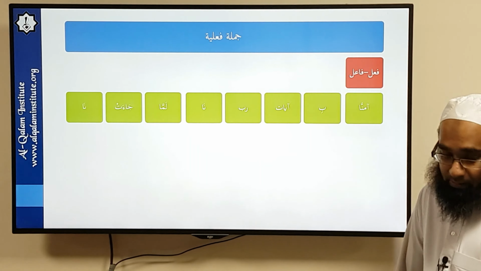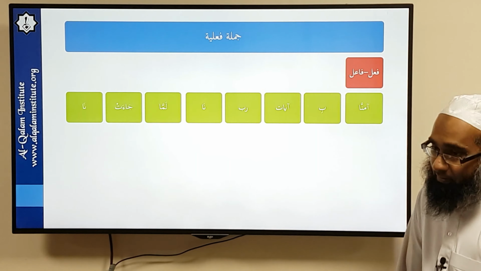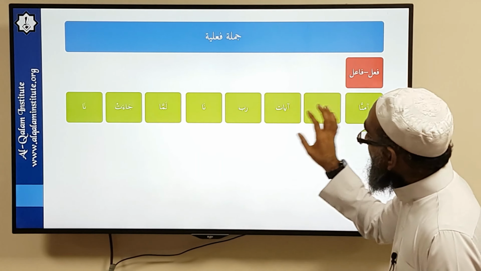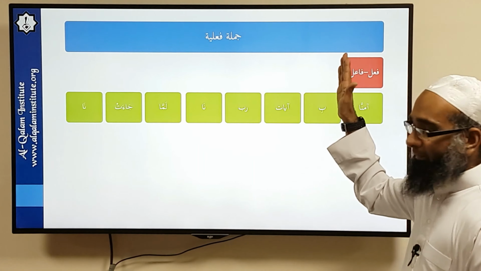B makes it a zarf. It makes it a zarf, but then you don't say zarf. What becomes a zarf? Until where? From where? From here till where?